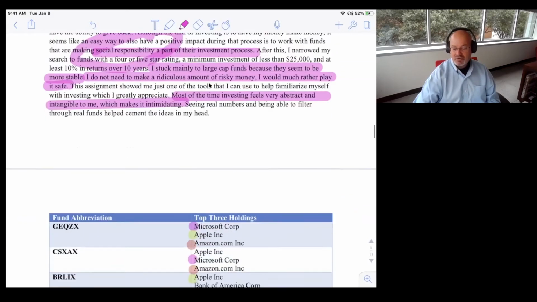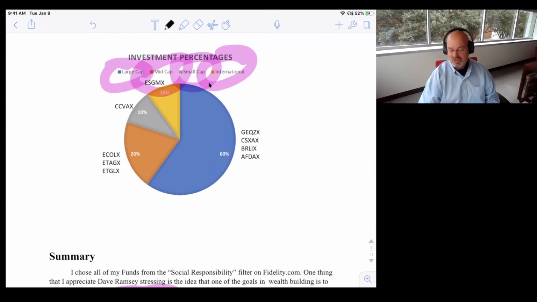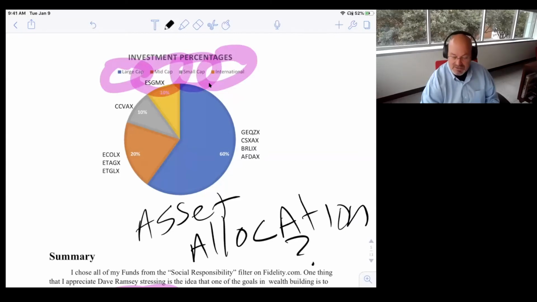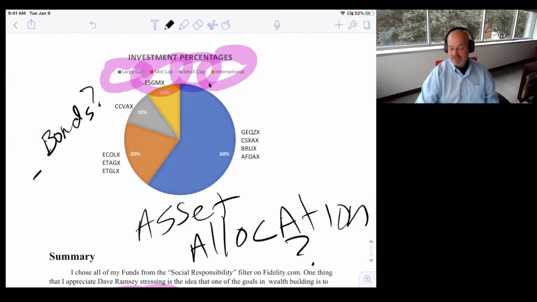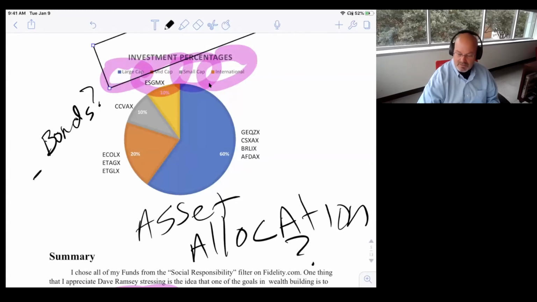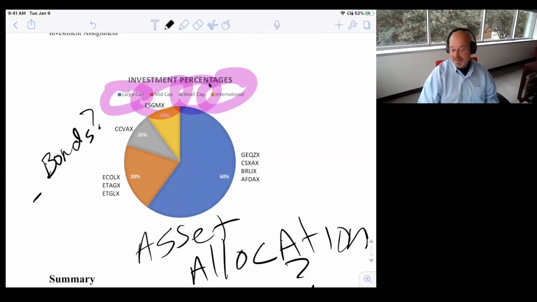But here's what, so without bonds, I'd say it doesn't have good asset allocation. You want to have some bonds, even if you're young. Asset allocation, question mark. So it doesn't have bonds, which I would say would be a good idea to have some bonds. You've got all these equities here that are pretty aggressive: small cap, mid cap, large cap, and international, very aggressive.